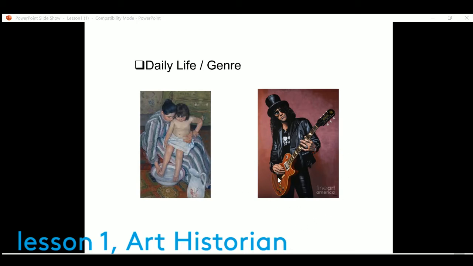And this is another one, this is just a poster. This is a modern type of poster, so it can be a rock artist, right? A rock star.